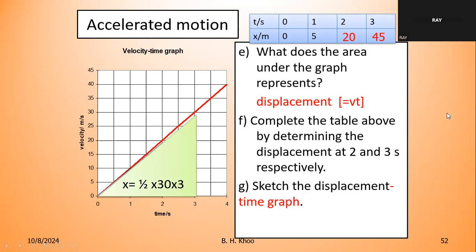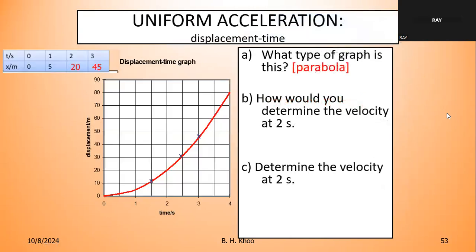Then you plot your graph. Right? But you must recognize that usually they don't ask you to plot the graph. Just roughly sketch. I know how a parabola looks like. Right? So this is uniform acceleration. If you are given this graph, how will you determine the velocity at 2 seconds?